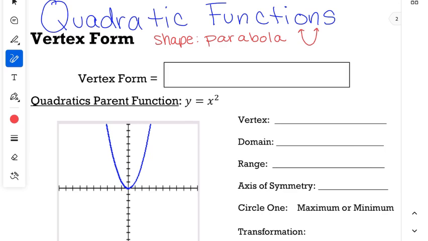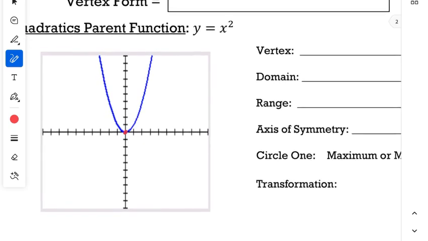And we have a lot of vocabulary with quadratics. So we'll go through this first one. This is our quadratic parent function, y equals x squared. So let's go ahead and write what the vertex is. Put a point at the vertex. The vertex is the point where it changes direction. So where I put a dot right there, that's our vertex. It changes direction. So this is at 0, 0.